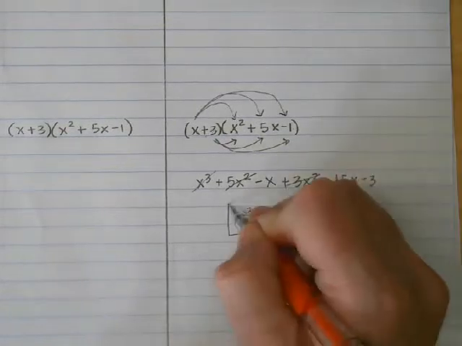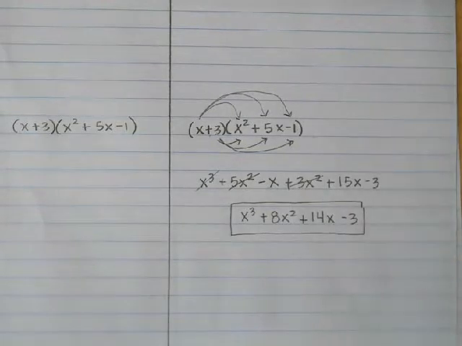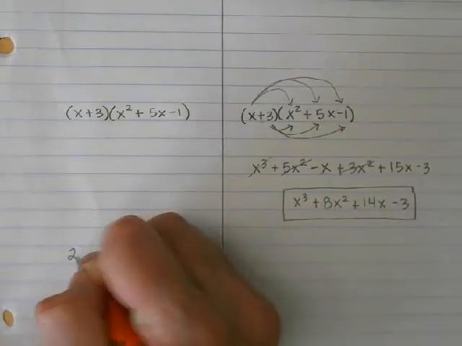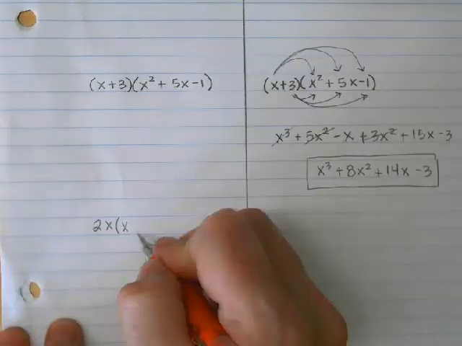And it's simplified. Notice I didn't solve anything. There's no equal sign, so if there was an equal sign, I would have to try to solve it by factoring, but there's not. Okay, let's look at if we have something like this.